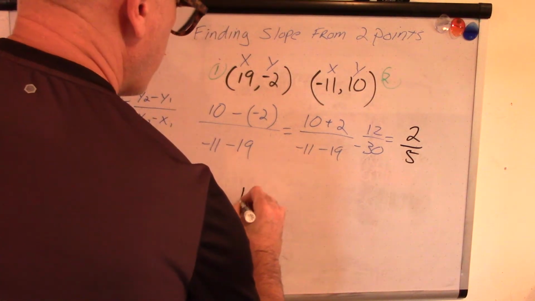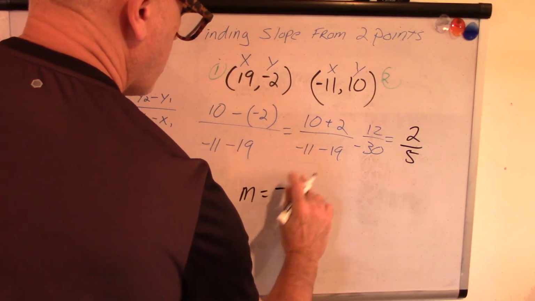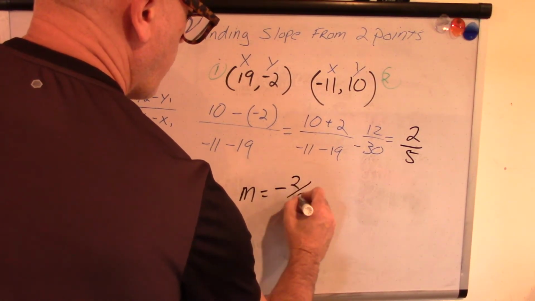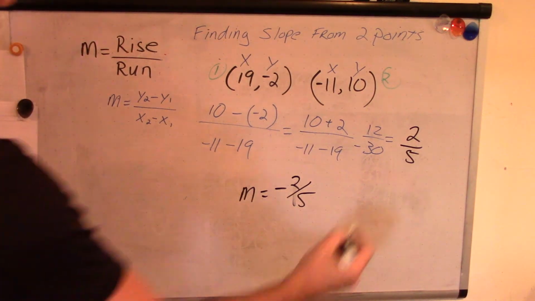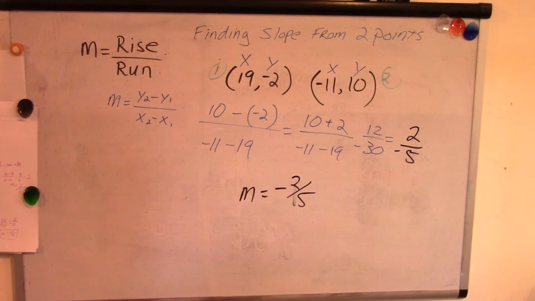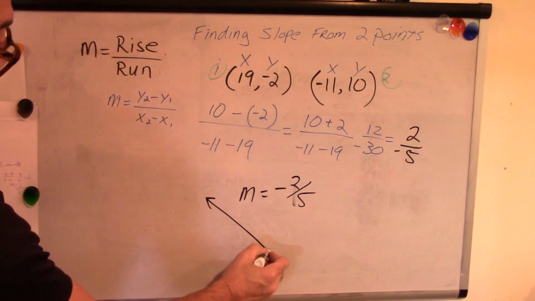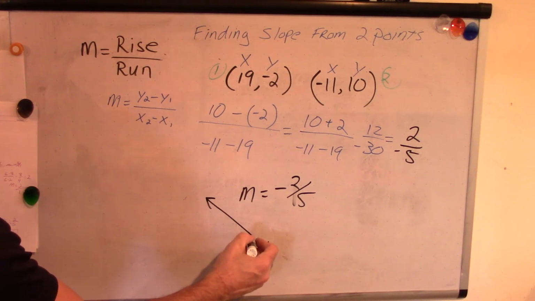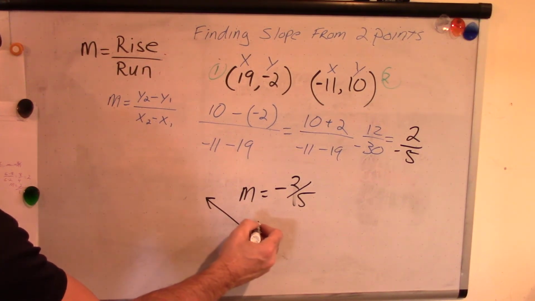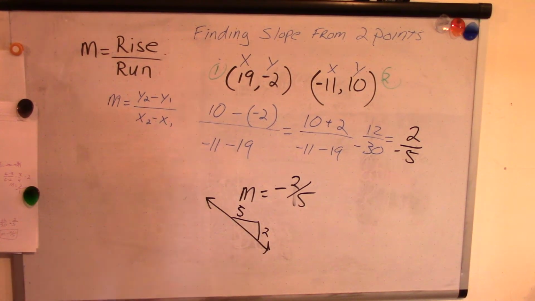So our slope is negative 2 over 5. Okay, this is a negative. So the slope is negative 2 over 5. Right? That gives you a line that's going to look like this. And that means for every rise of 2, you have a run of 5. Every rise of 2, there's a run of 5, and it's negative.